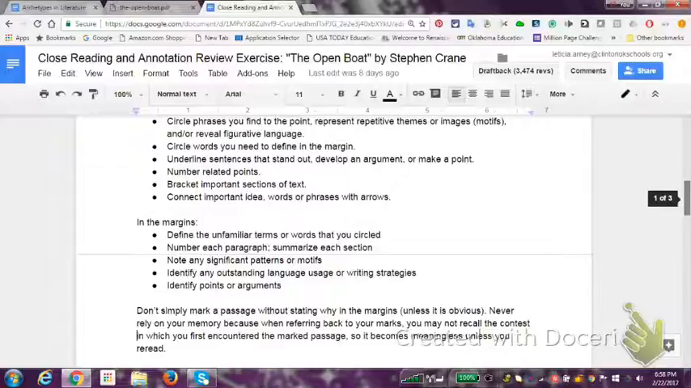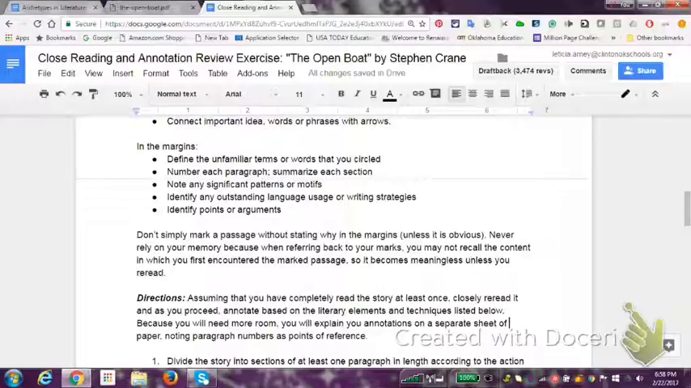Never rely on your memory because when referring back to your marks, you may not recall the content. It's supposed to be the content in which you first encountered the marked passage, so it becomes meaningless unless you reread. And I'm going to go ahead and fix this really quick. That's supposed to be the content, okay?